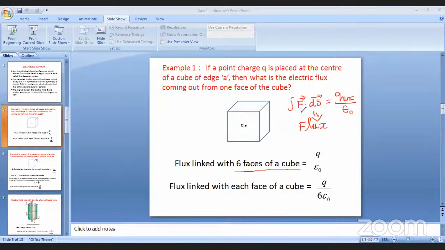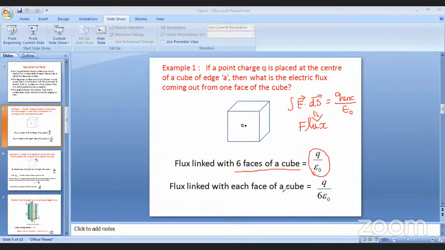So the total charge enclosed is q, and when you divide it by epsilon 0, you will be getting the flux coming out through the 6 faces of the cube. Once again, you all know very well the cube is a highly symmetric figure. So here you have 6 faces, and through all the 6 faces you are getting this much of flux in total, q by epsilon 0.